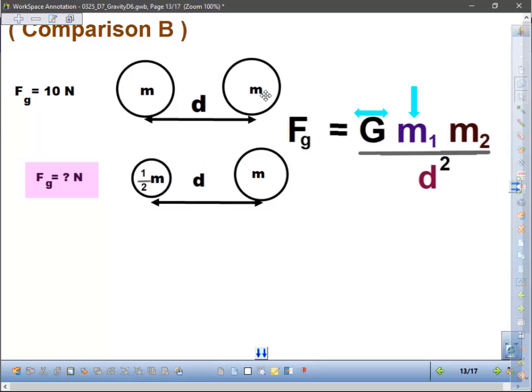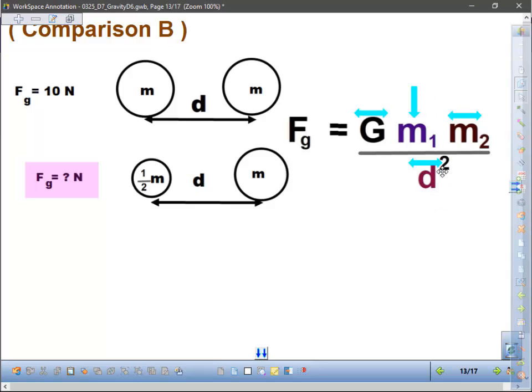What about mass 2? What's happening with mass 2 going from here to here? Is mass 2 increasing, decreasing, or staying constant? It is constant. It's staying M both times. What about distance right here? Is distance increasing, decreasing, or staying constant? It's constant. It's staying the same distance apart in both cases. Now we look at this and solve.